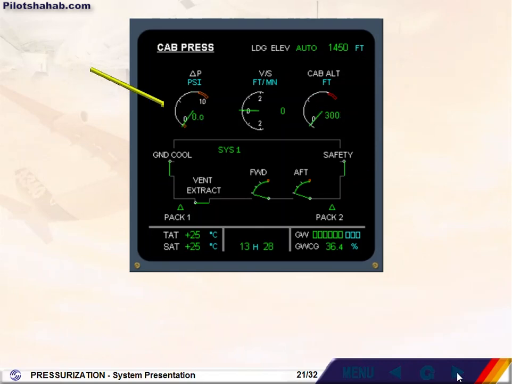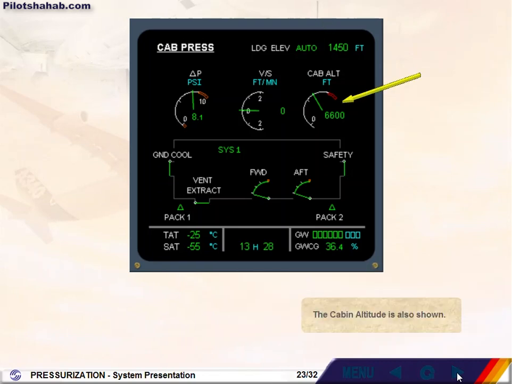The cabin differential pressure, or delta P, shows the difference in PSI between the cabin pressure and external pressure. This differential pressure will be at zero on the ground and increase as the aircraft climbs. The cabin vertical speed shows the rate of change of cabin altitude in feet per minute. For passenger comfort, the pressurization system will aim to keep this rate of change as small as possible. The cabin altitude is also shown.